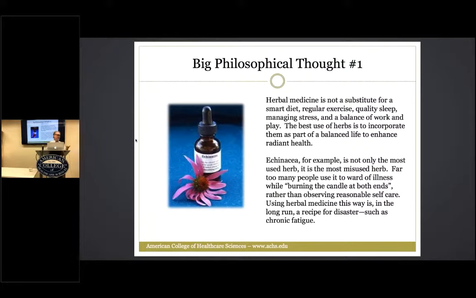So there's an old quote: first the word, then the herb, then the knife. That's the hierarchy. First you learn how to live a good life.